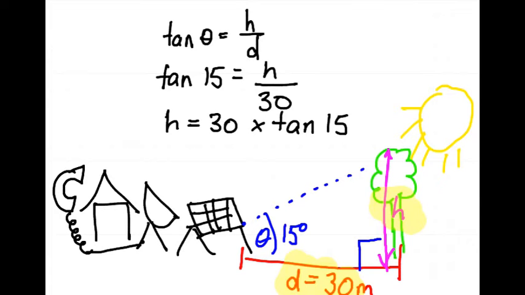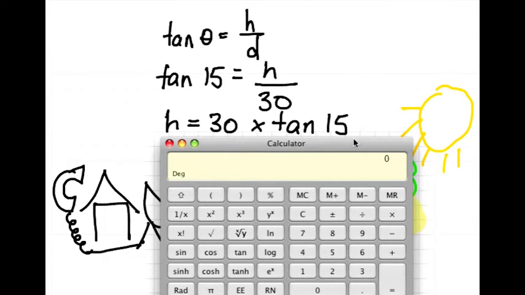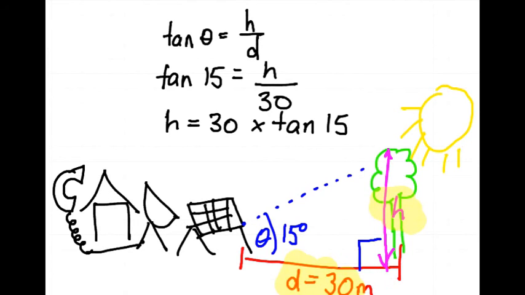So we go and grab our calculator, and we need to do 30 times tan 15. So we're going to do 30 times, on this calculator we have to press the 15 first before the tan. Press equals. There you go. Our tree is approximately 8 meters high. So very quickly we found that this tree is 8 meters high.